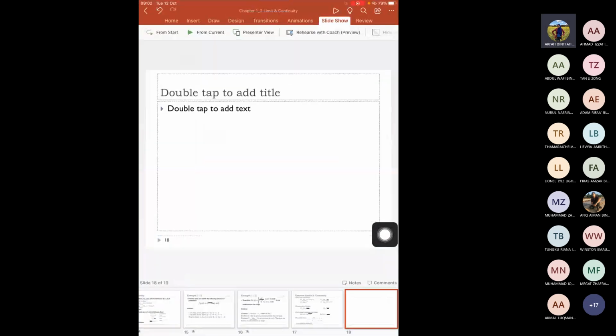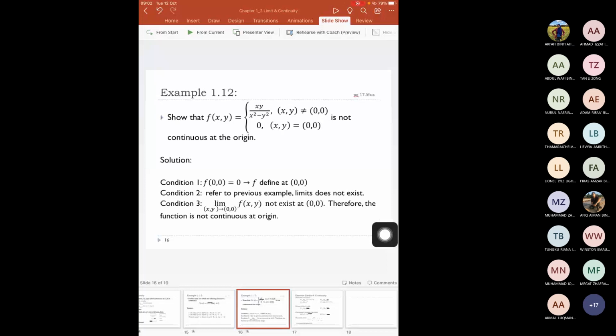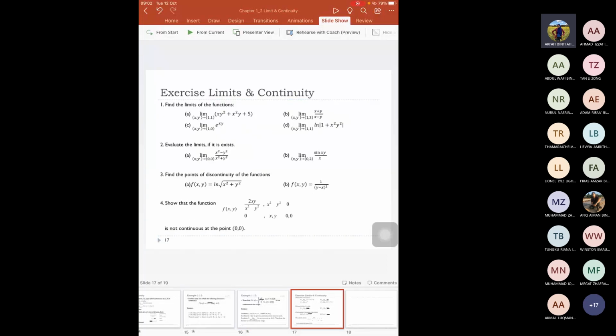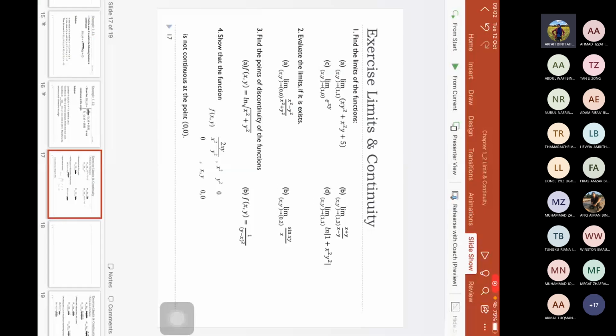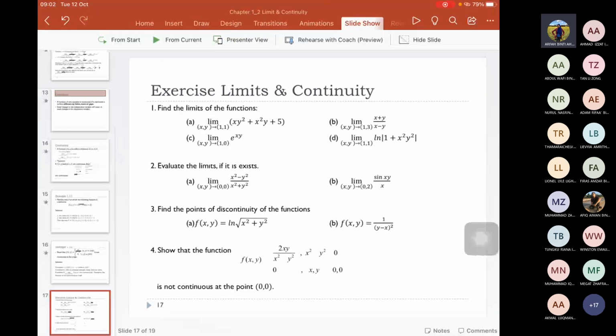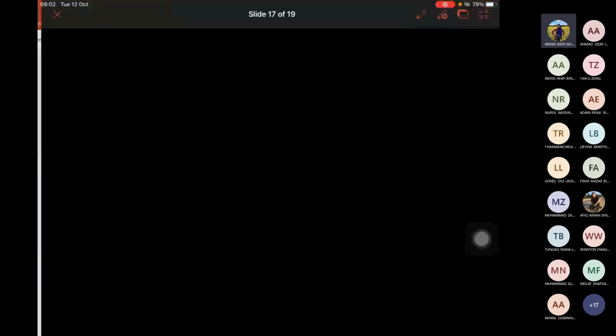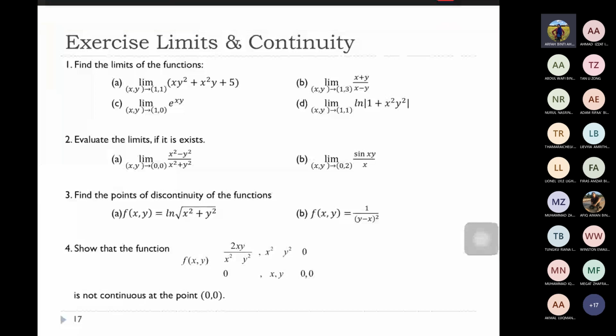Can you see this? I've shared it, can you see? So we have done the first exercise. Now we are going to continue with the second exercise. Evaluate the limit if it exists for the limit of x, y approaching 0 of x squared minus y squared over x squared plus y squared. Okay, so how do we do this one?